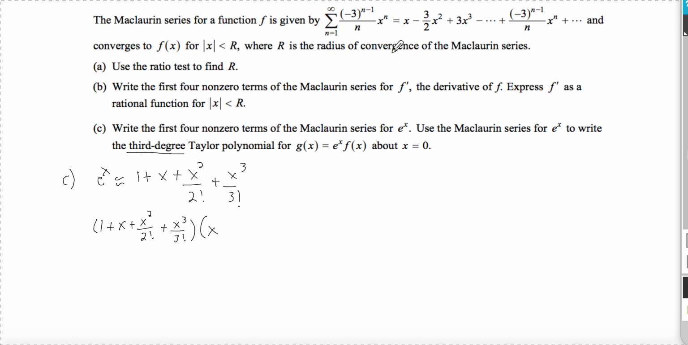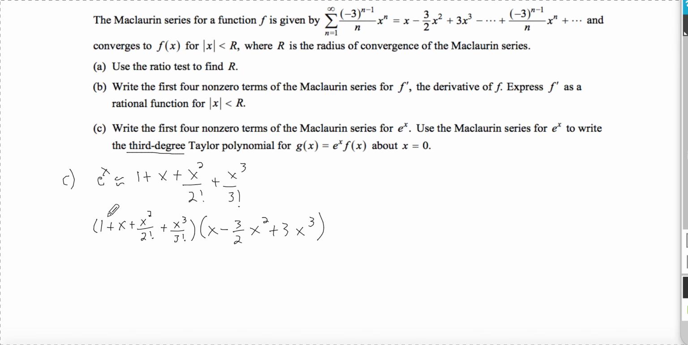F of x, its terms are listed up here, right? x minus 3 halves x squared plus 3x cubed. I'm just going to leave it there, and we'll talk about why in a second. So that's what I'm multiplying by, e to the x times f of x. And I stopped there because I only want the third degree Taylor polynomial. So I need to stop where I get third degree powers here, because anything times those is either going to be third degree or less. So I'm going to stop at the third degree there.